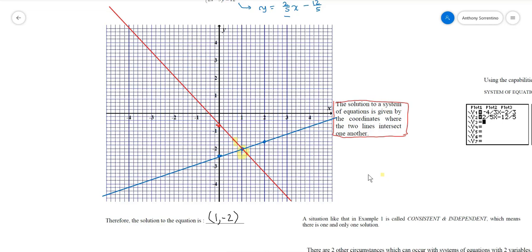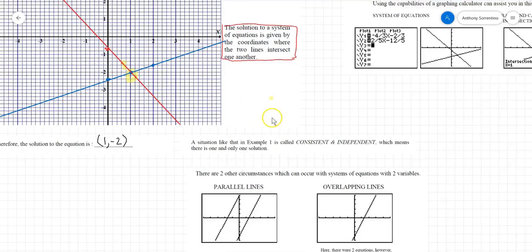So we use algebraic methods, which is what the main focus of this particular lesson is going to be on. But we also have to be aware that we have situations like this where we have lines that intersect in one point and therefore we'll have one and only one solution. There are two other special circumstances that do pop up from time to time and you need to be aware of. And on page 2 of your notes, we do mention these two other circumstances.